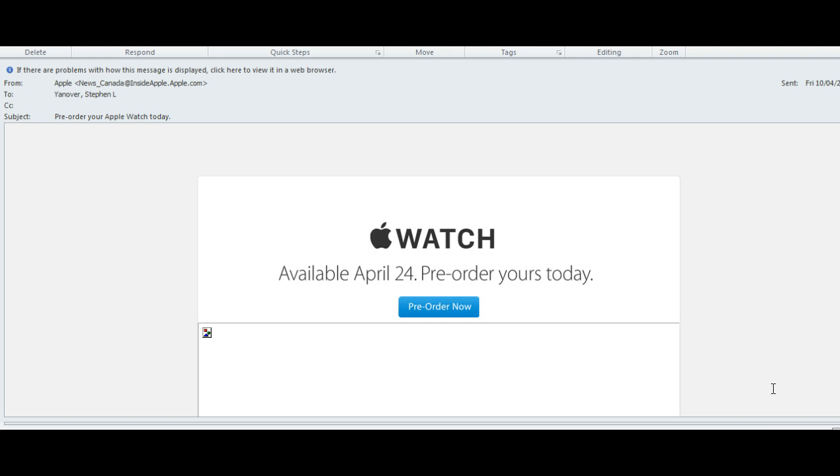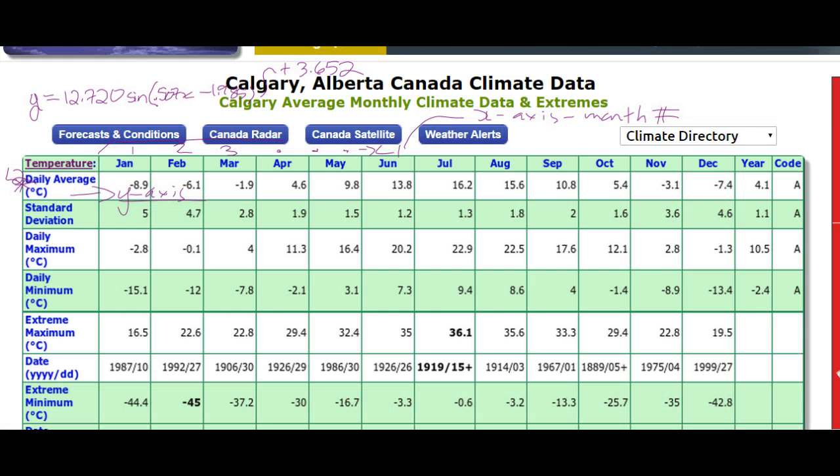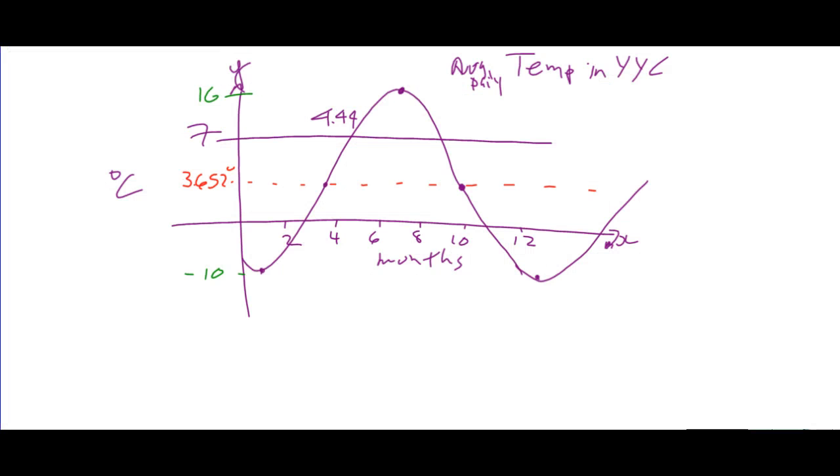Apple News. Pre-order your Apple. I already ordered it. It's like, come on. Wait. I don't even know what we want.